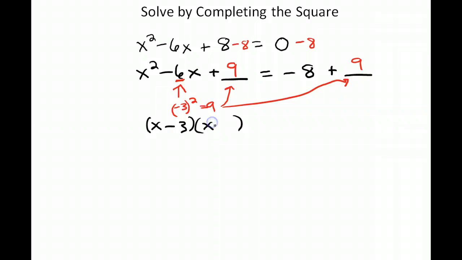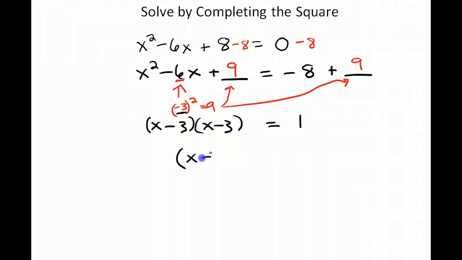Because I need two numbers that multiply to give me a positive 9 and add to give me a negative 6. Now here's where you might want to consider that negative, because the number that goes here is the half of the number. It's this guy right here, the negative 3. Alright, on the other side I just have negative 8 plus 9 is 1.